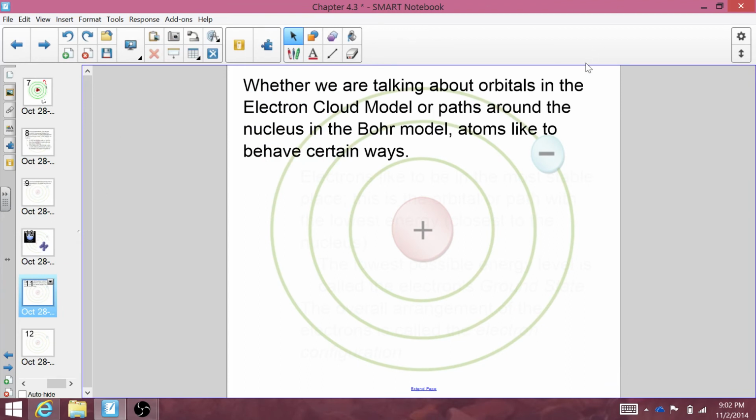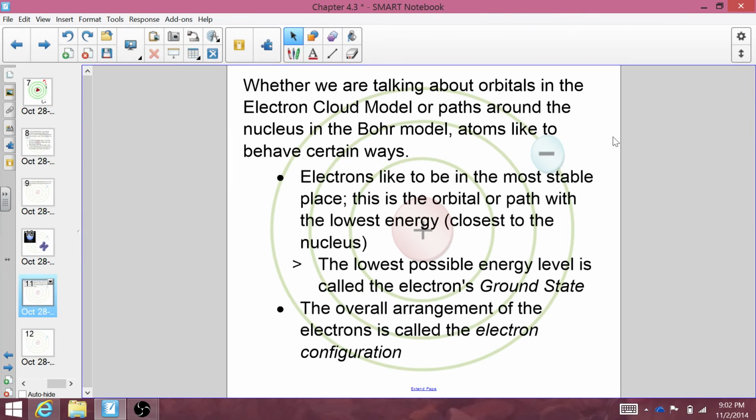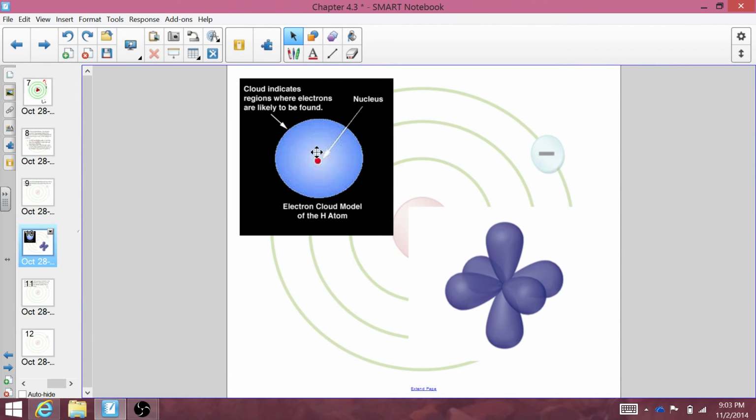But whether we're talking about orbitals in the electron cloud model or paths around the nucleus in the Bohr model, atoms always like to behave in certain ways. For example, electrons like to be in the most stable place. And in an atom, this is the orbital or path with the lowest energy, meaning closest to the nucleus. So if we look back at our picture here, the shading is lighter in the center of this orbital, in the center of this electron cloud model, because that is where the electrons are likely to be found. That's the most stable place, the lowest energy. The farther out you get, the less likely the electrons are to be there, but they could be found anywhere in this space.